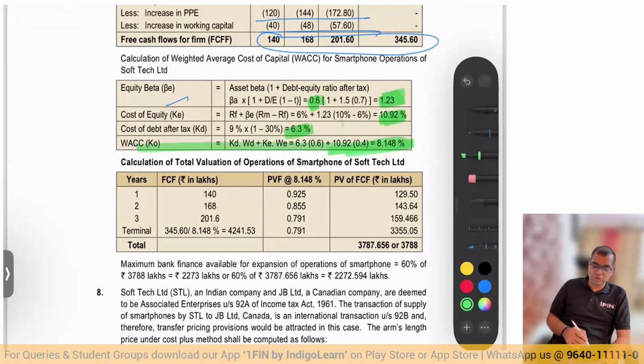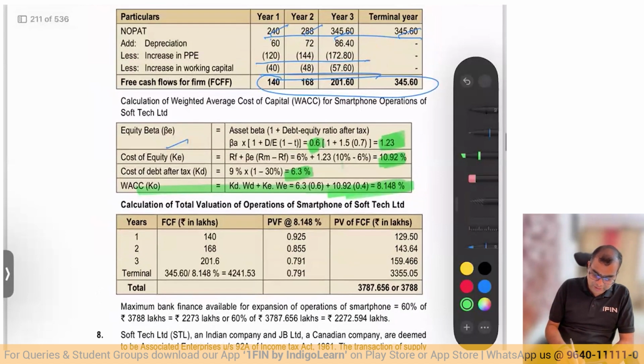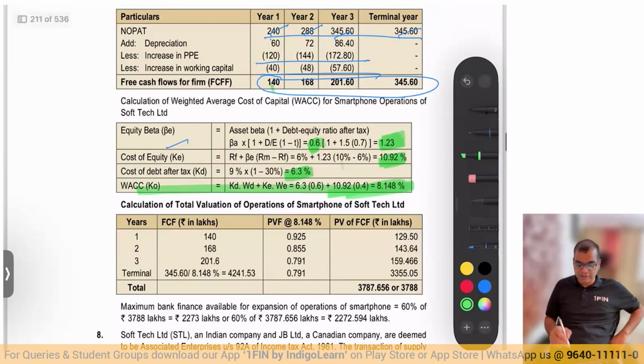Now, how do you value the whole company? The whole company is valued at 140 lakhs for year 1, 168 and 201. So these are 3 periods. And then you have terminal value. Terminal value is 345.6 divided by 8.148, which is your WACC. Then you discount all of them to the present date. When you discount all of them, you will get 3788.